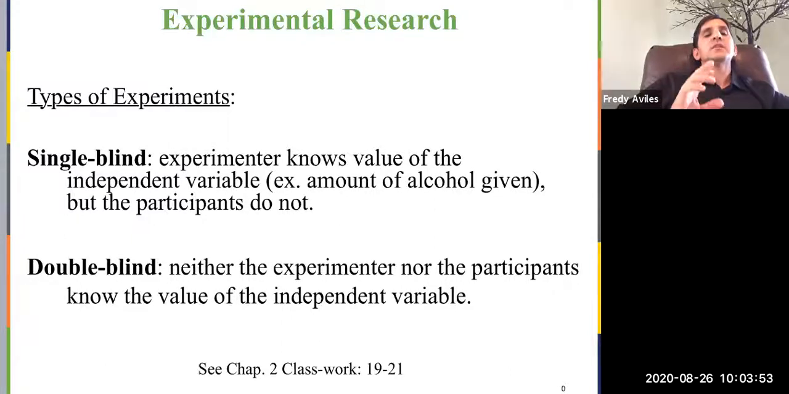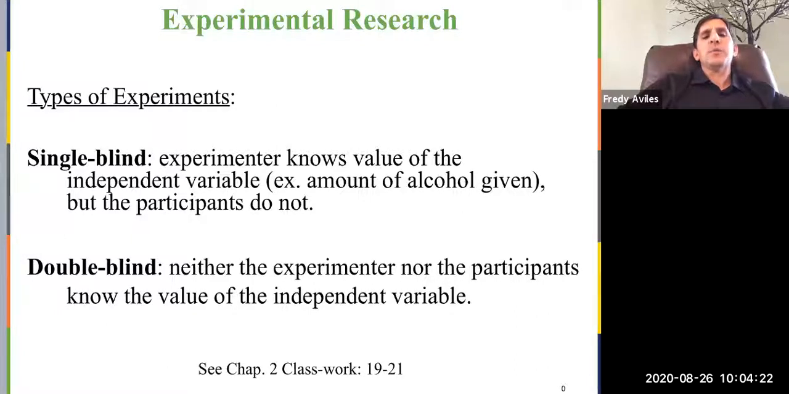Okay, so we want to keep participants in the dark. Now, even better would be for you to have a double-blind study. A double-blind study is a study where neither the participants nor the experimenter know the value of the independent variable. So the participants don't know what they're getting. They don't know whether they're getting real alcohol or fake alcohol, for instance, real alcohol or a placebo. And the experimenter doesn't know either. That would be even better.